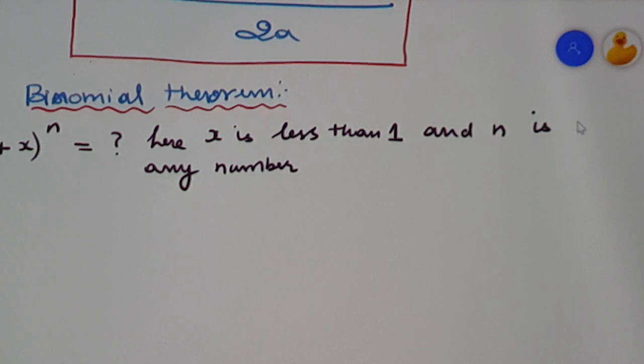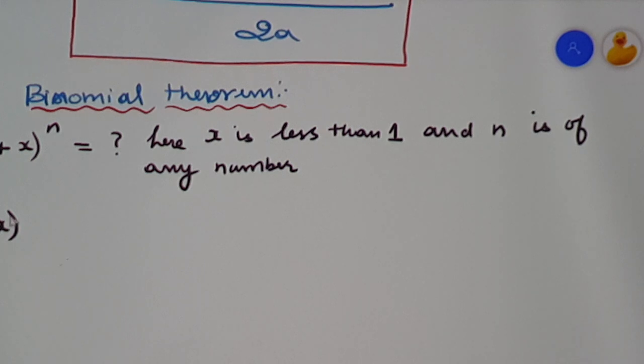So, it is of any number. For example, if I am having 1 plus some value, 0.1, 0.2 or 0.05, whole to the power of 8 or 10, like that, then the simplification process can be done easily with the help of binomial expansion. So how can I write the expansion for this?